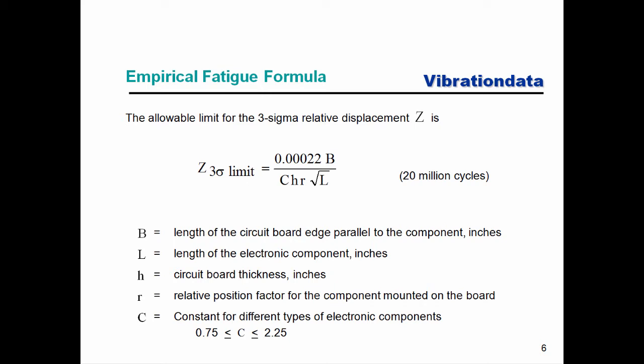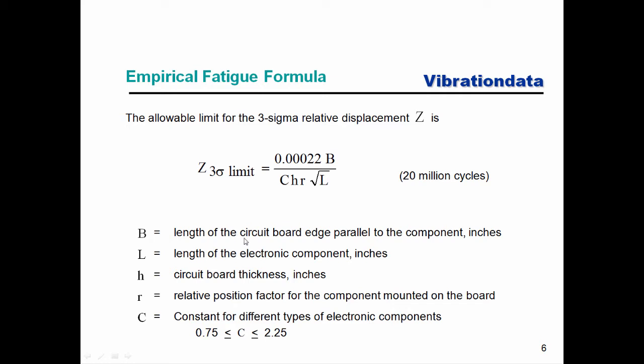So this is the formula. We've seen it before. Let's review it again. The allowable limit for the 3 sigma relative displacement, Z subscript 3 sigma limit, is equal to, in the numerator, this empirical constant, 0.0022 B, divided by C h R square root of L. And by the way, this is all going to be in units of inches, so this resulting 3 sigma limit will be in units of inches.